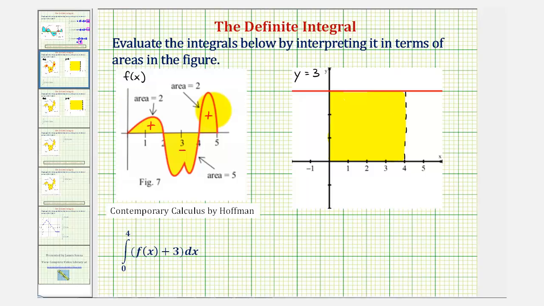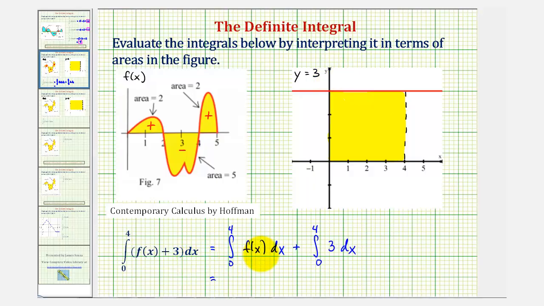So for our first example, we have the definite integral of f of x plus 3 from 0 to 4. For the first step, we'll write this as two separate definite integrals, where we'd have the definite integral of f of x from 0 to 4 plus the definite integral of the constant function 3 on the interval from 0 to 4. This is the reason why I also included the graph of the constant function y equals 3.